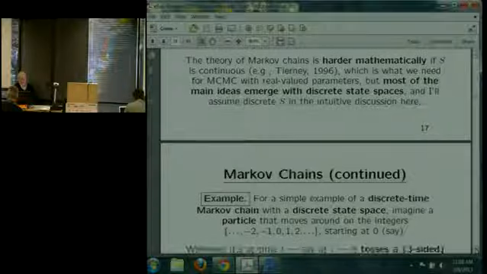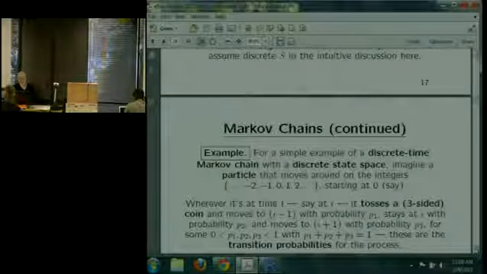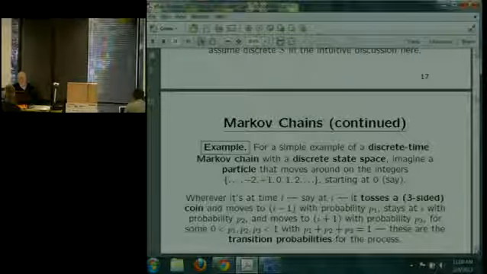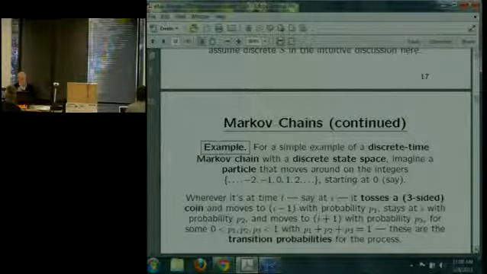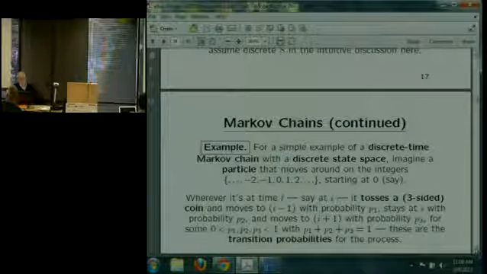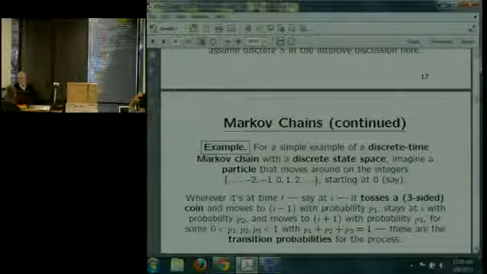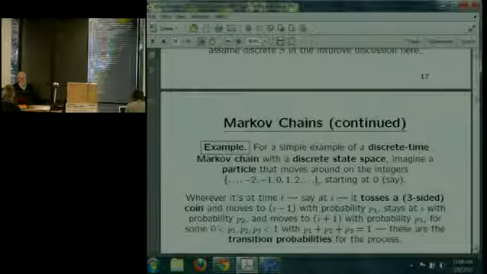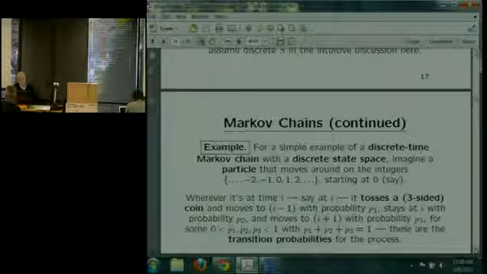But I'm going to describe a very simple move strategy. Wherever the process is at time t, let's say it's at integer i, it tosses a three-sided coin, so to speak. There aren't any three-sided coins, but it tosses a three-sided coin, and it either moves backwards in the integers one step with probability p1, or it stays where it is right now with probability p2, or it moves 1 unit to the right with probability p3, where those numbers p1, p2, and p3 are strictly between 0 and 1, and they add up to 1. So those are called the transition probabilities for the Markov chain.